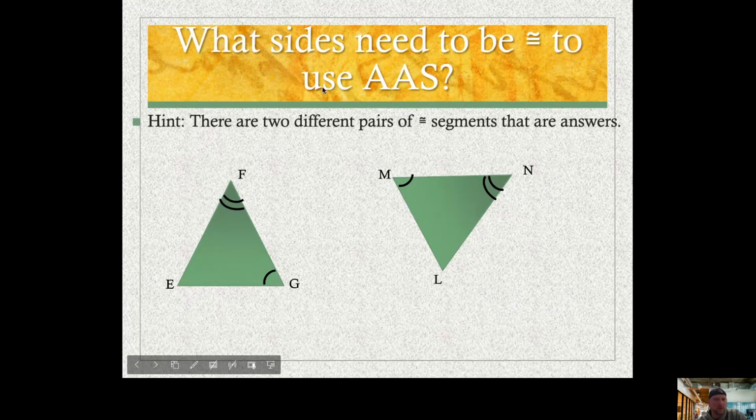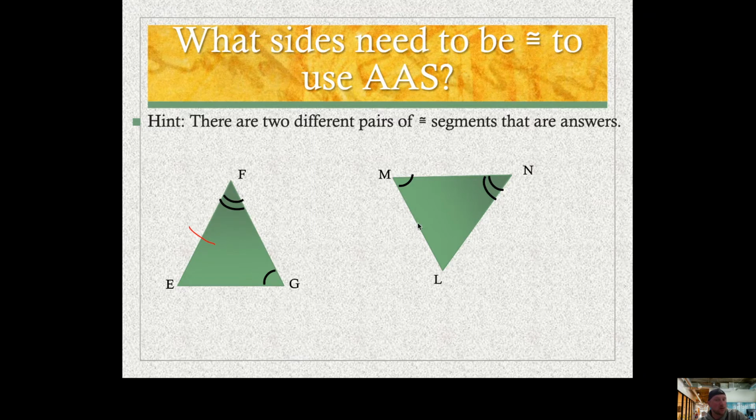What sides need to be congruent to use angle angle side? Well, we have two pairs of congruent angles. We just need a pair of congruent sides. And they have to be non-included sides because look where the S is. The S is not in between the pairs of congruent angles. So we could have this side be congruent to a side over here. Just make sure you pick the corresponding one, right?